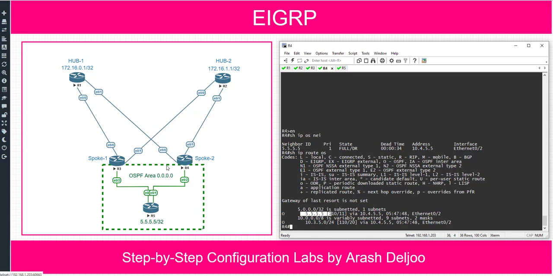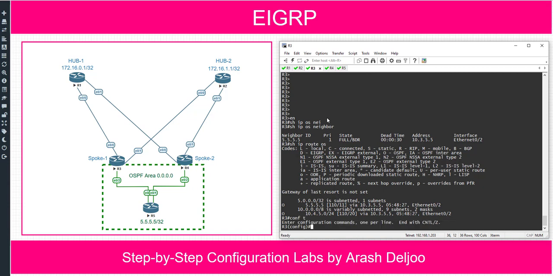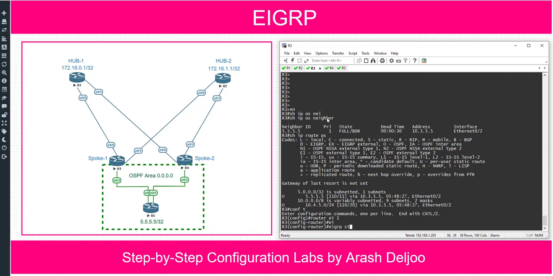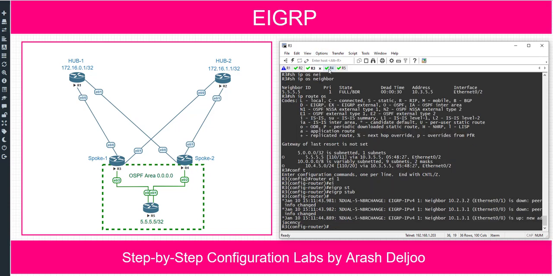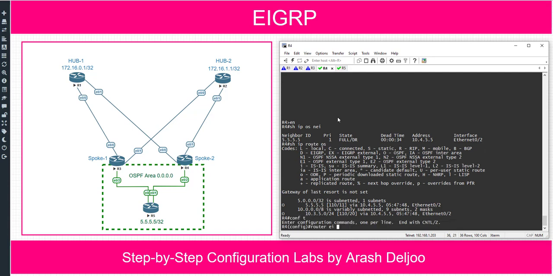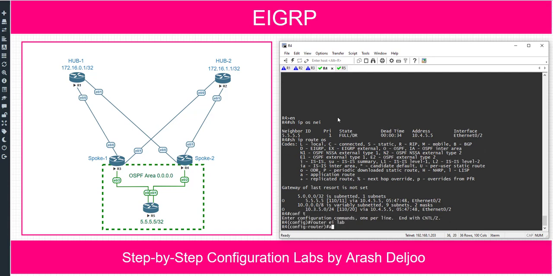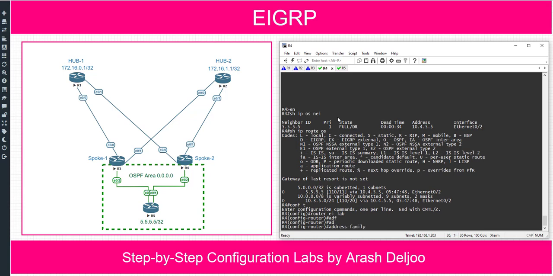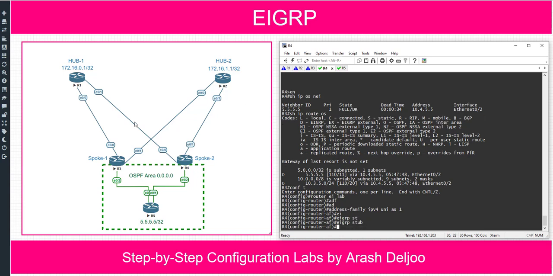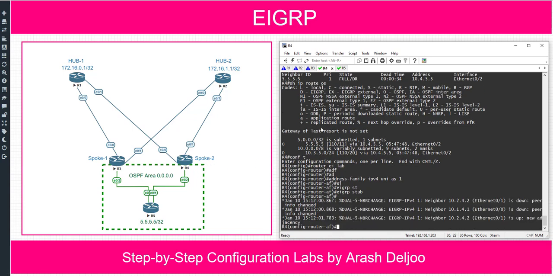First, let me configure router 3 and router 4 as EIGRP stub routers. Router eigrp 1 in router 3, eigrp stub. And then in router 4, I want to configure the similar feature: router eigrp lab, and then address-family, for example ipv4 unicast autonomous-system 1, eigrp stub. Now both router 3 and router 4 are stub routers.